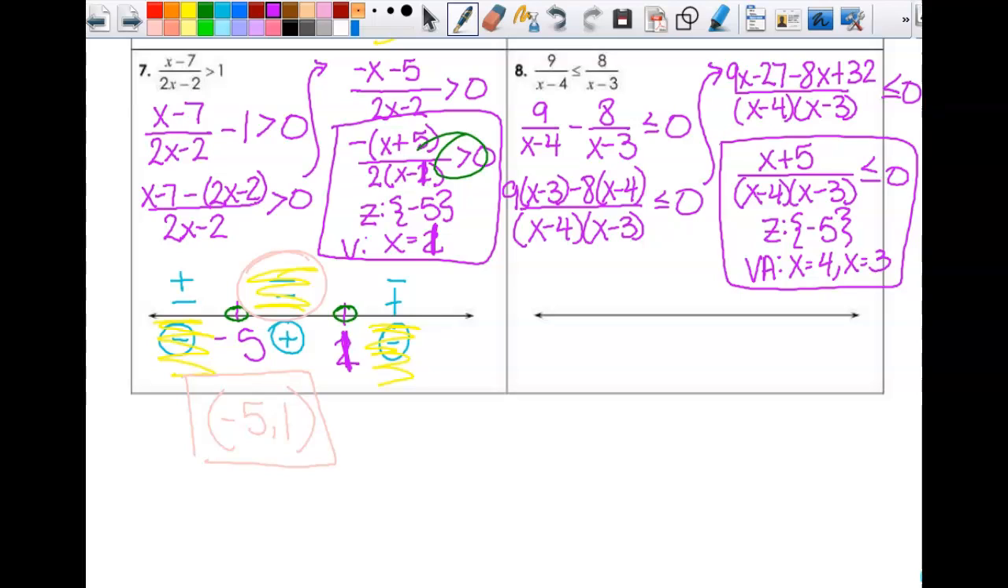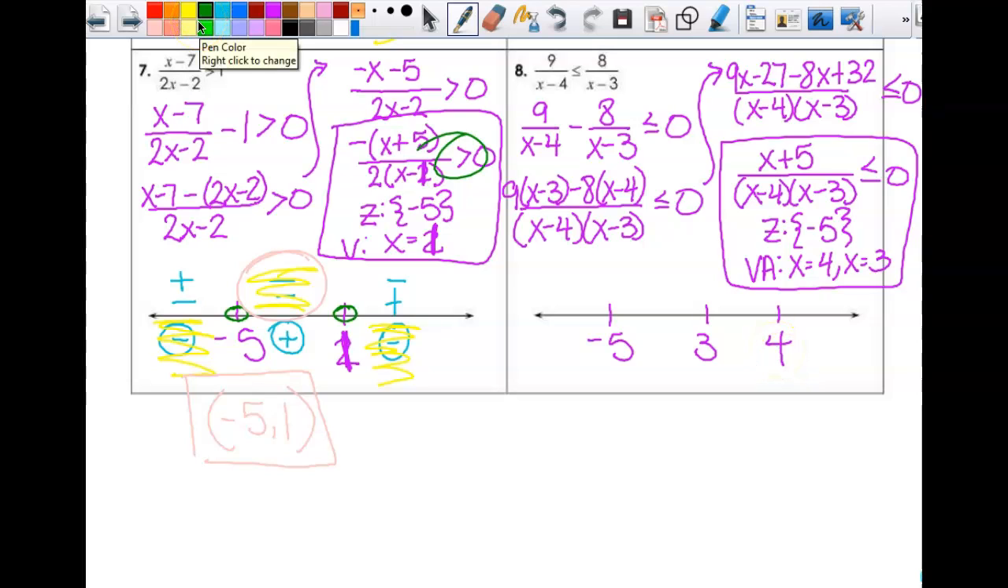Yes? How did I get x plus 5? Oh, because I simplified this right here. 9x minus 8x is x. Negative 27 and positive 32 gives me 5. Okay. Then I'm going to put a negative 5, 3, and 4.